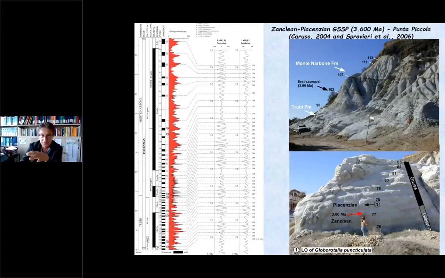Here you can see a beautiful little cyclicity, but above we have the last cycle of 2B, 95, and then we have the Monte Narbone formation. The Monte Narbone formation is richer in clay minerals. So Fritz proposed to extend the numbering to 112, and here we have the onset of sapropels in Caporosello.